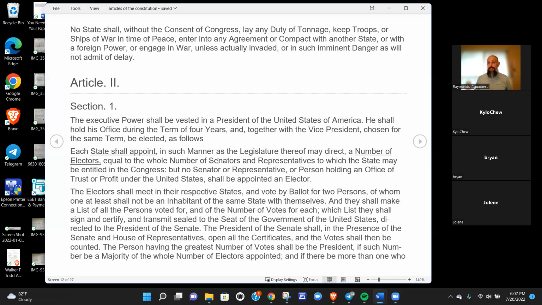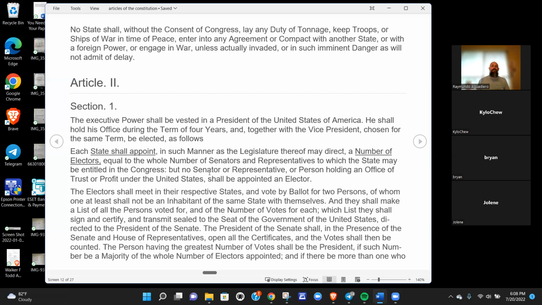Right. But how that person becomes that person, it says each state shall appoint. If you recognize each state is really us, and whatever government structure we come together in, it's the people that are appointing the electors, or supposed to. Okay, moving forward.